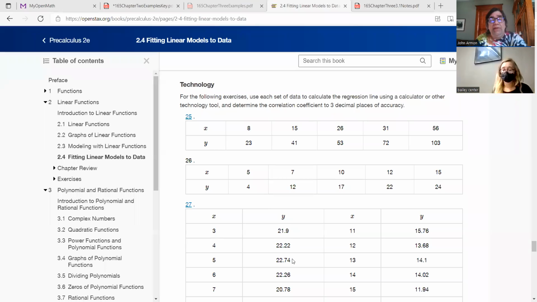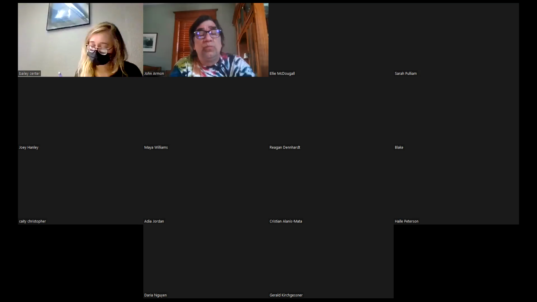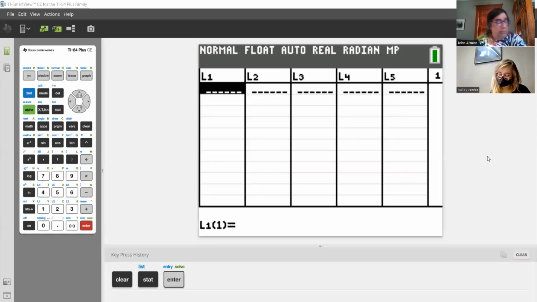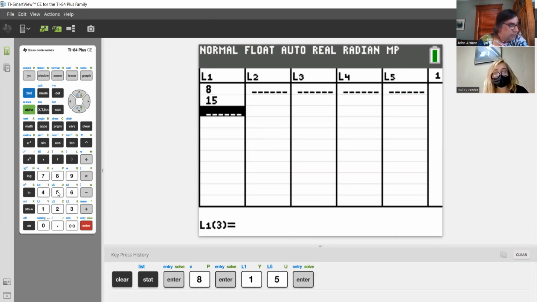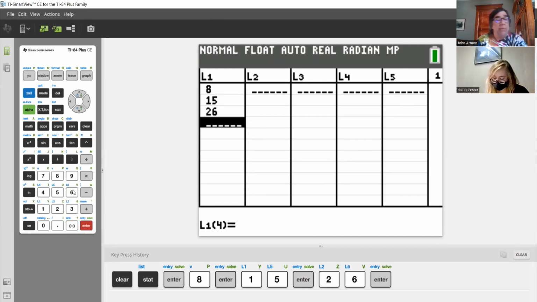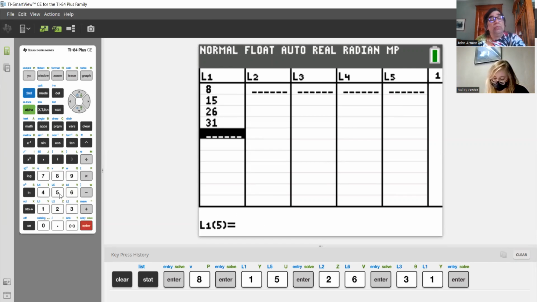So put the inputs in L1. So the inputs are 8, 15, 26, 31, and 56.